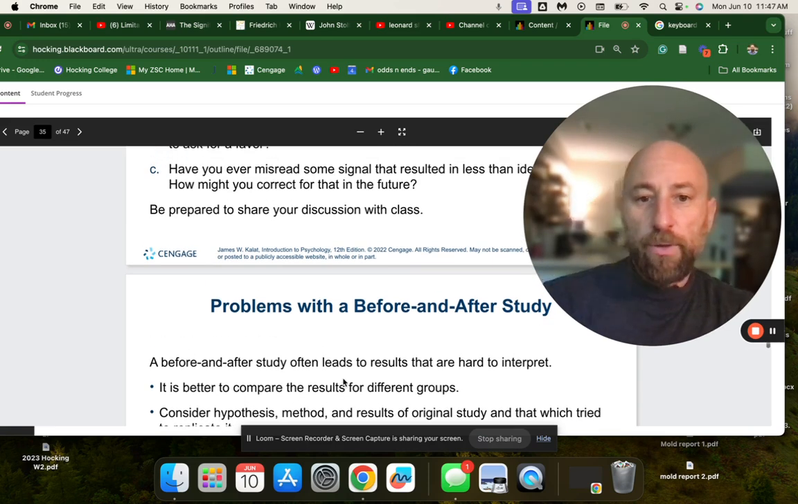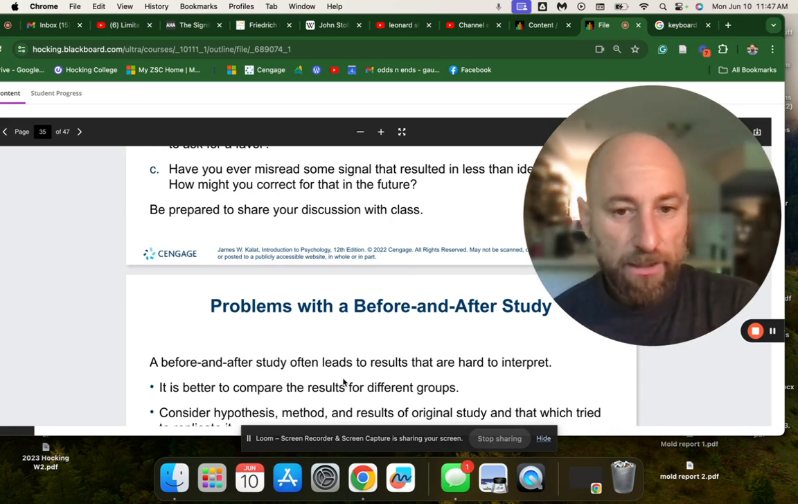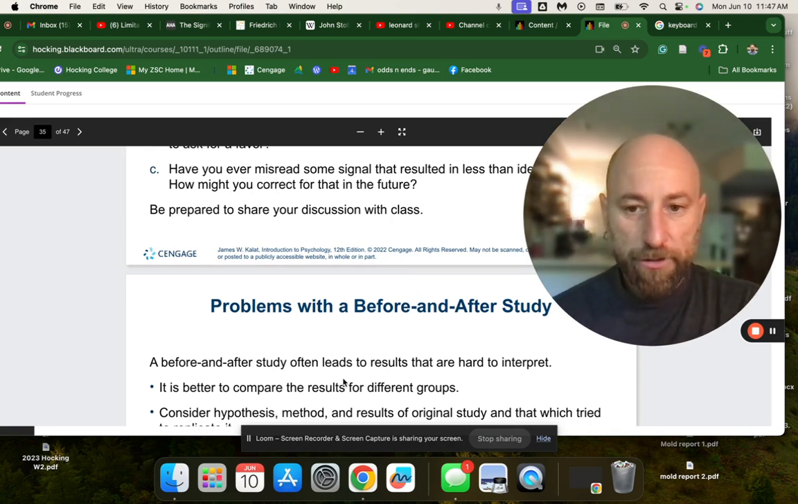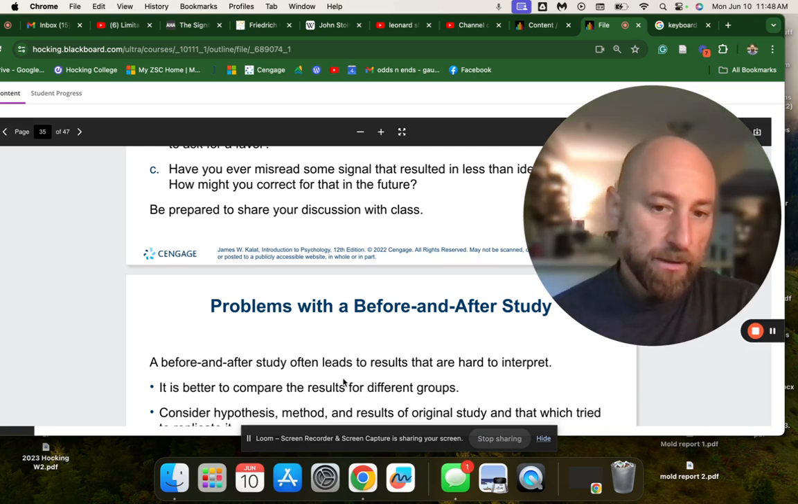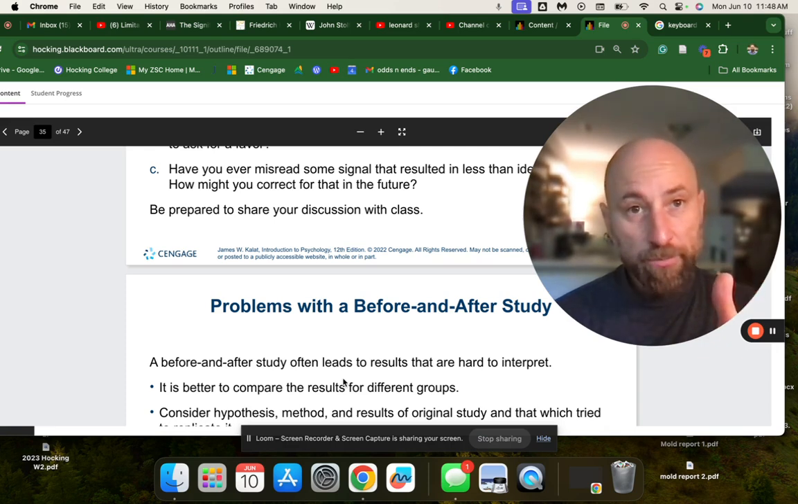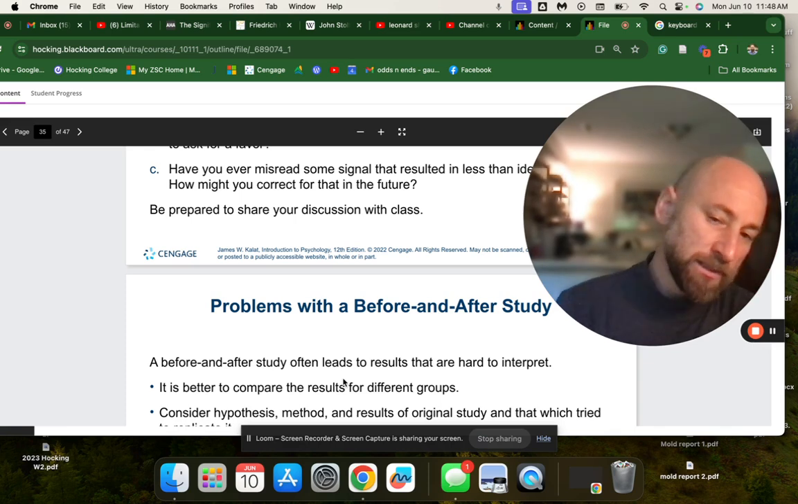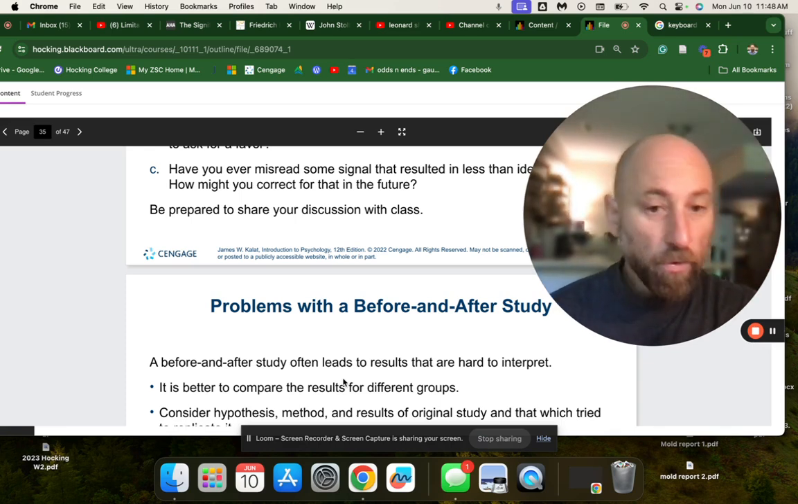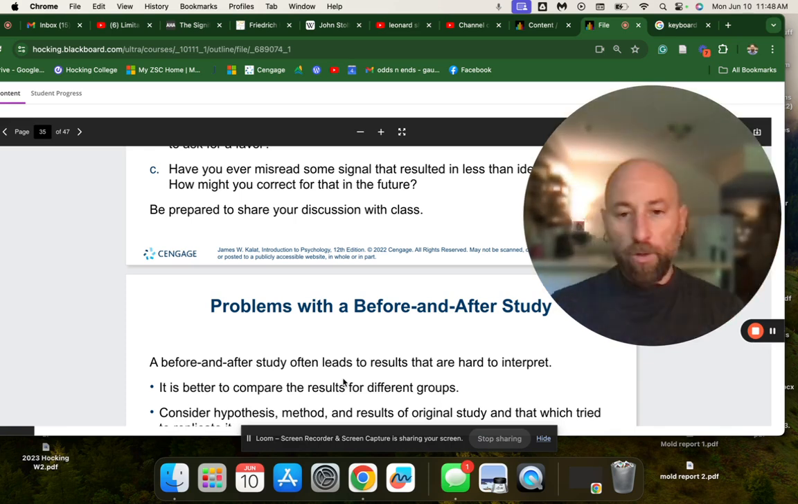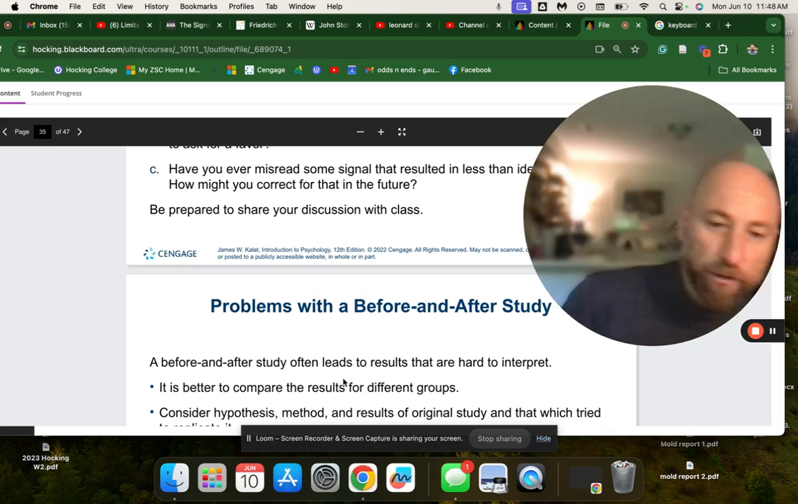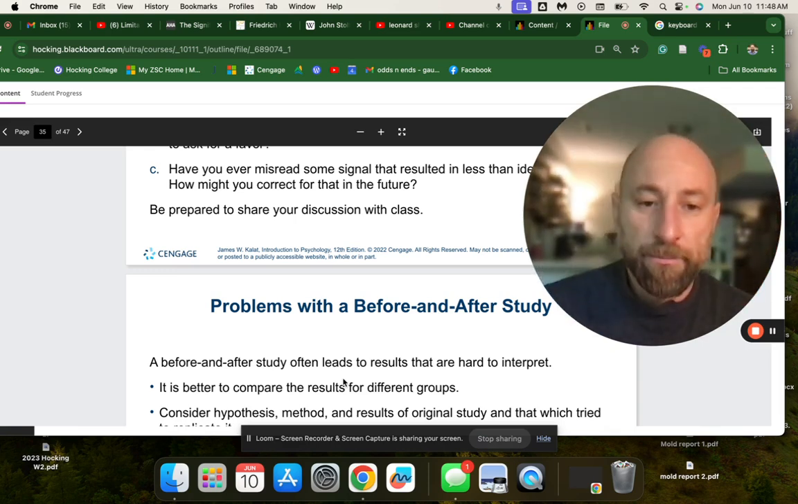Okay, problems with a before and after study. A before and after study often leads to results that are hard to interpret. It is better to compare results for different groups, right? So say you want to test an antidepressant. You could have the same people not take the antidepressant for a month and then take it for a month and see what happens. Or you could have two different groups of people. One group takes the antidepressant for a month, one group doesn't, and then you compare them.